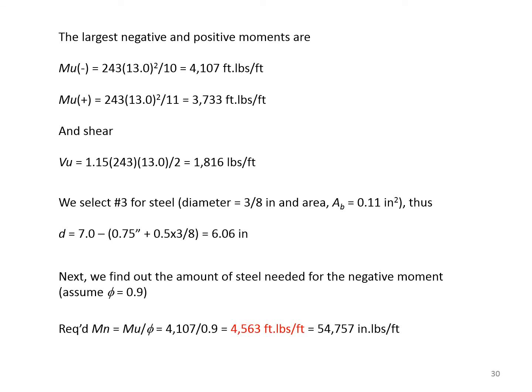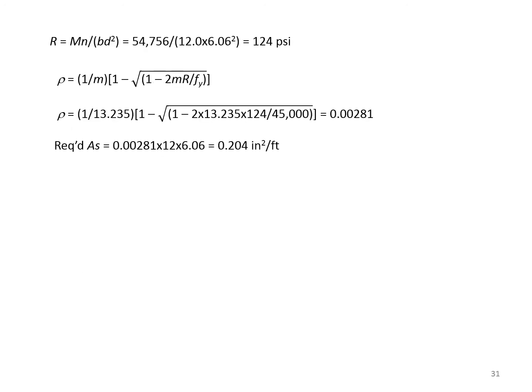For the negative moment, we assume phi is equal to 0.9. The required Mn, which is Mu divided by phi, is equal to 4,563 foot-pounds per foot. Plugging that into the equation for R, watching the units, we use inch and pounds, we end up with R equal to 124 psi. Now using that value in the equation, rho would be equal to 0.00281.